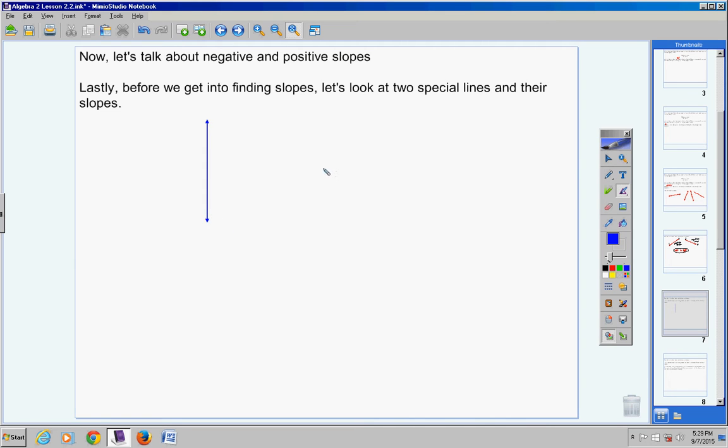And then draw a perfectly horizontal line. Somewhere in your notes, please draw those, okay? Very important that you do that. Now, a perfectly vertical line has, are you ready? No slope. You are also welcome to say, if you want to, the slope is undefined. I will accept either one of those two answers, okay?